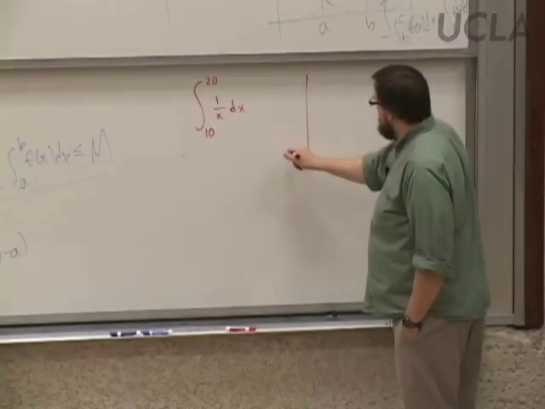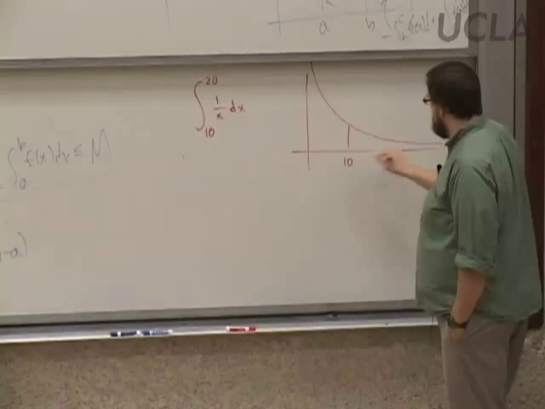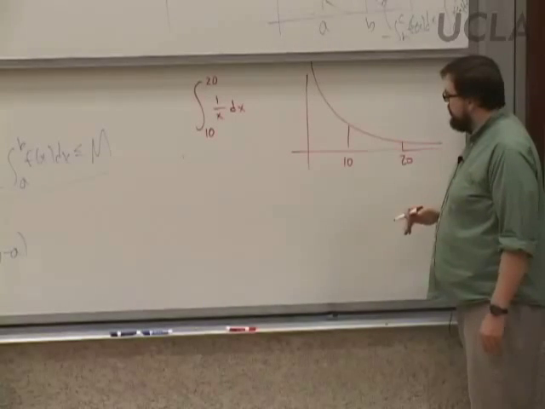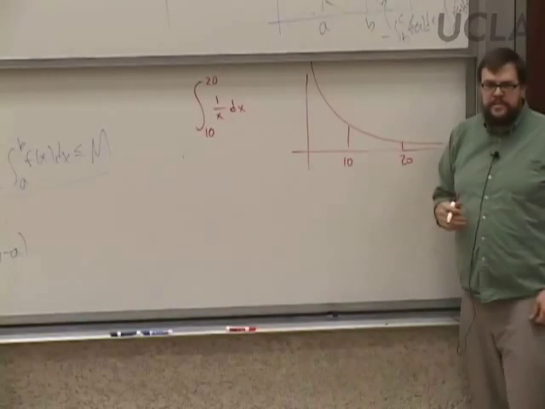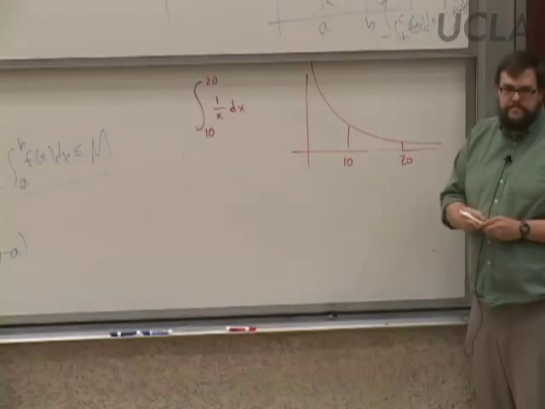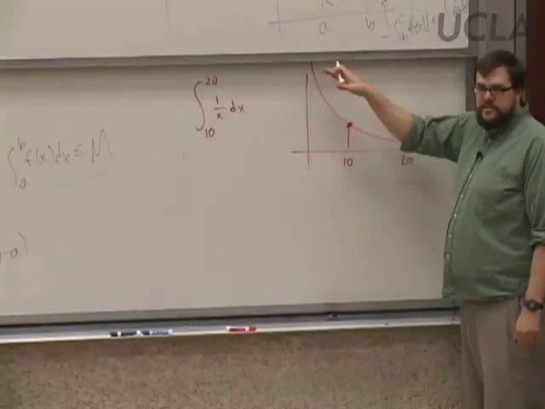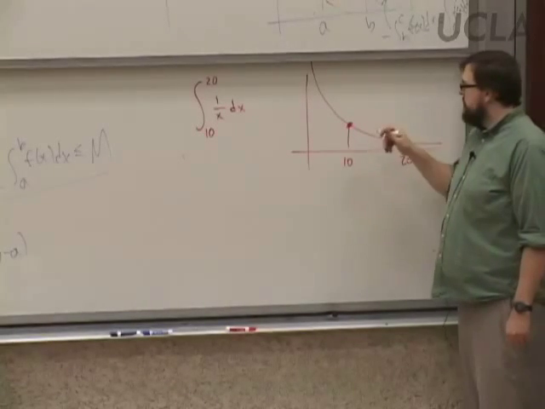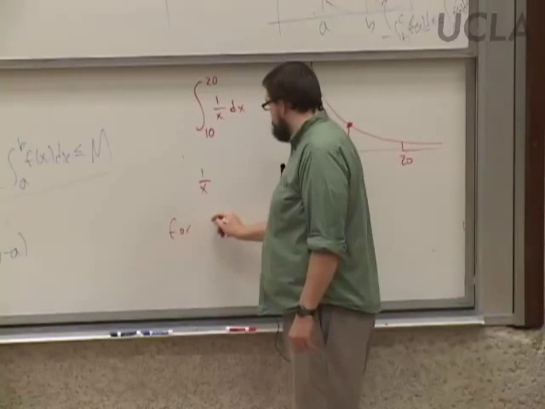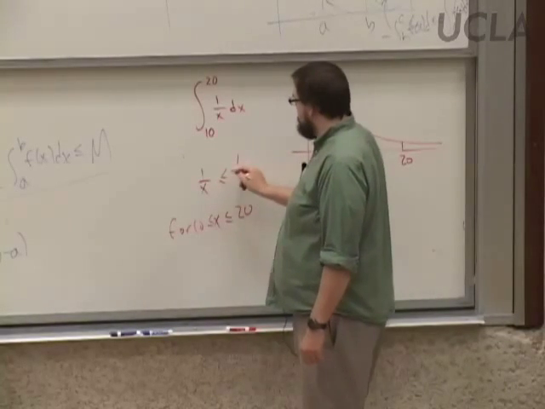Well, I can think about my function 1 over x. It looks something like this. Let's say here's 10, here's 20. So what do I know about the function 1 over x between 10 and 20? Well, what's the largest value it takes? The largest value it takes between 10 and 20 is at 10, because it's a decreasing function here. So I know that 1 over x for x between 10 and 20 is less than or equal to a tenth.